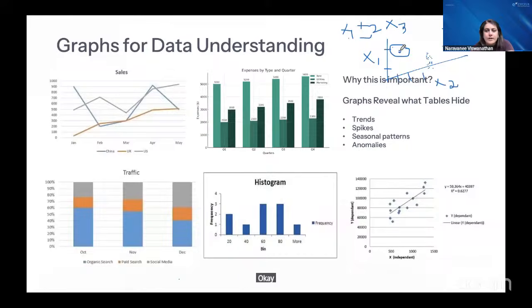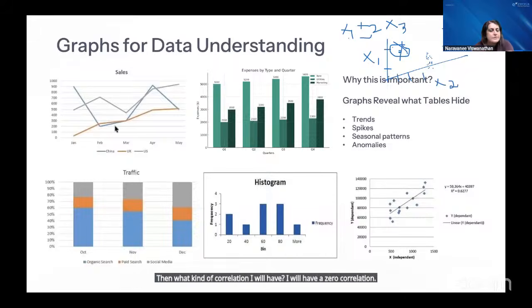Now this outlier is influencing it so that I have a negative R squared. Correct? If this data point was not there, then what kind of correlation would I have? I will have a zero correlation. Yes or no? Am I making sense, everyone?